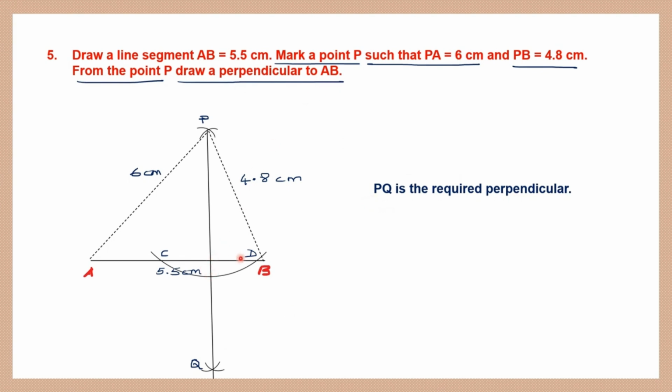Because it has cut this angle PAB here at 90 degrees. Now here let's name this point of intersection as O. So that means angles POA and POB are both 90 degrees each. So let's write that angle POA is equal to angle POB, and that is equal to 90 degrees, proving that this line PQ is the perpendicular to the line segment AB.